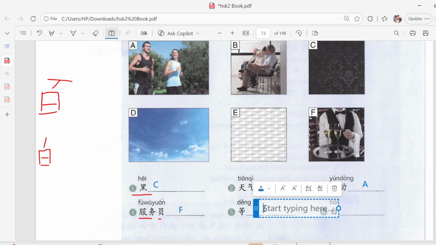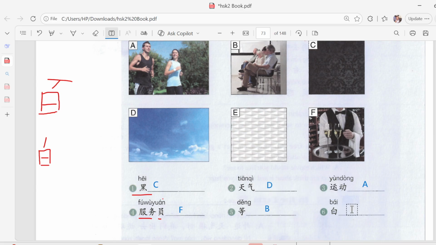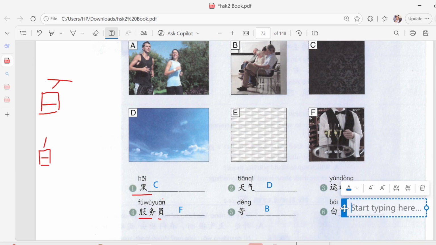And then you have dang. Repeat, dang. So dang means what? We just learned it a couple of minutes ago. Dang means which letter? E or B? B, yes, to wait. Dang. And then you have bai. Bai means what? 100 or white? So which letter is the last letter, which is E. E? Yes, 非常好, E, bai.